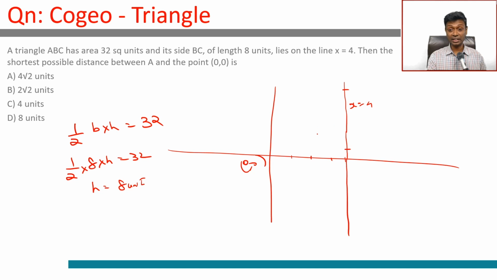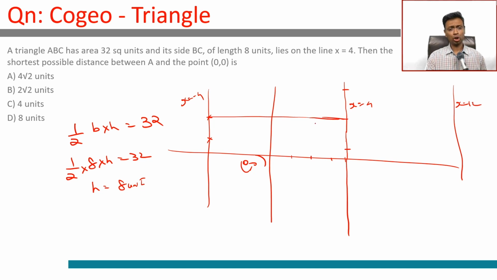But this is vertical distance. So if A were placed at a distance of 8 units from this line, means either at the point x equal to 12, somewhere here, or on the line x equal to -4. Anywhere here, and BC can be anywhere and A can be anywhere here. From A to BC, the distance would measure 8. The shortest possible distance between A and the point 0, 0. This is the point 0, 0.